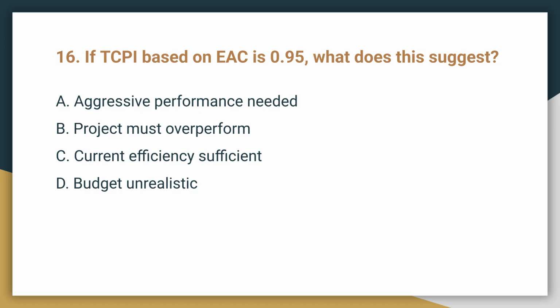Question 16. If TCPI based on EAC is 0.95, what does this suggest? The correct suggestion is C, current efficiency is sufficient. A TCPI less than 1 means the required future performance is less aggressive to meet the revised EAC.